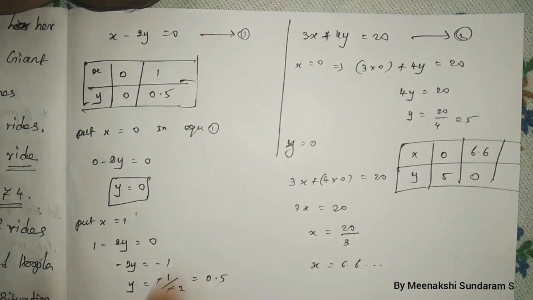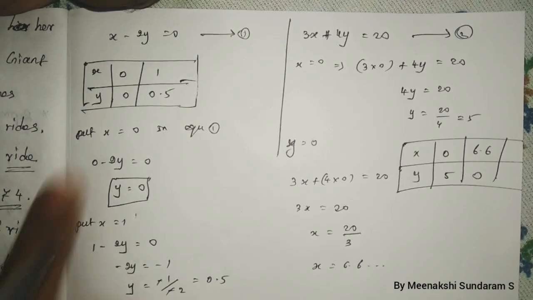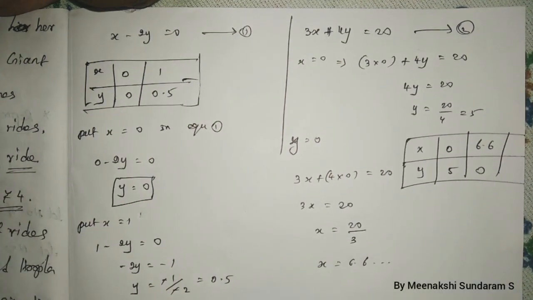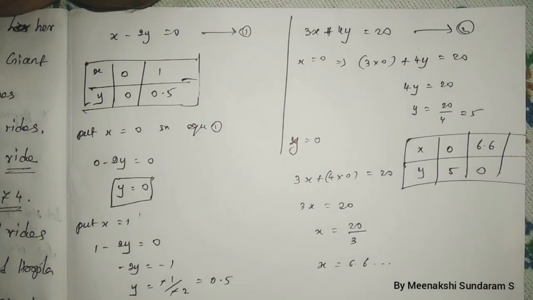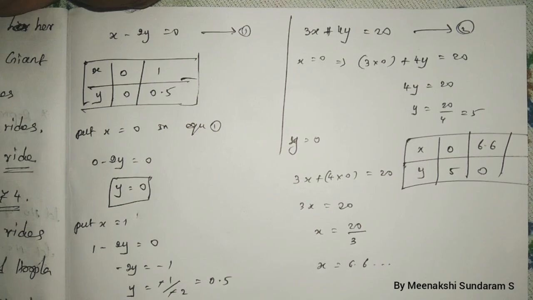We can find the points. Now you can plot these points on a graph. That is the graphical representation. You simply plot the points and draw the line. Then plot the other two points and draw the line on the graph. That is the graphical representation of the problem situation.